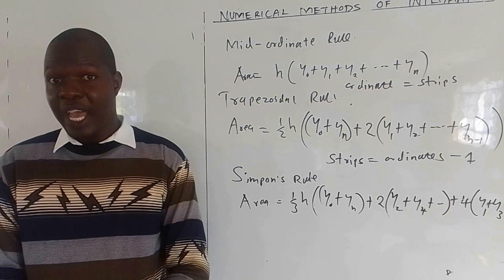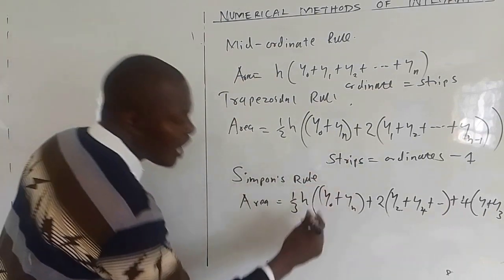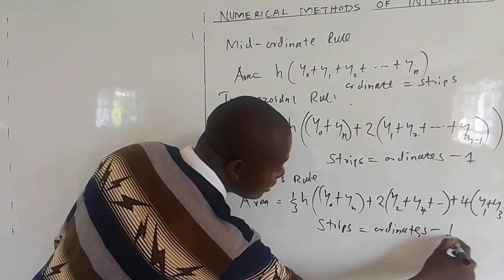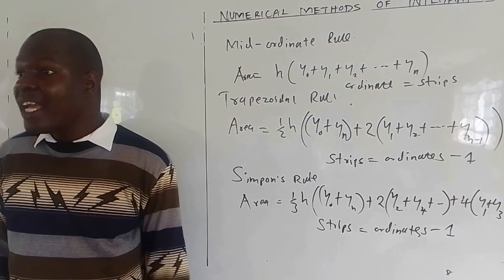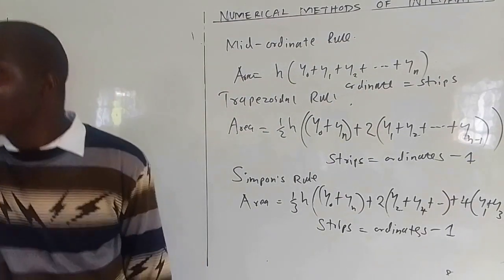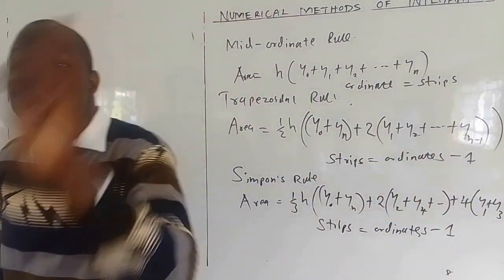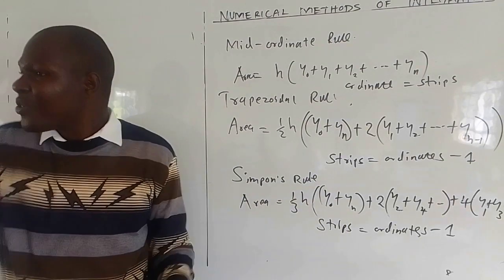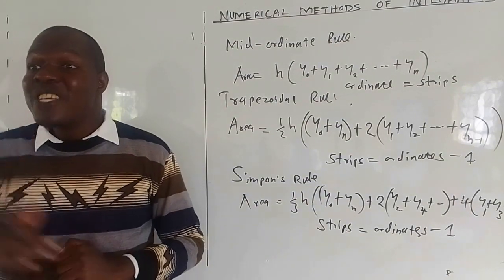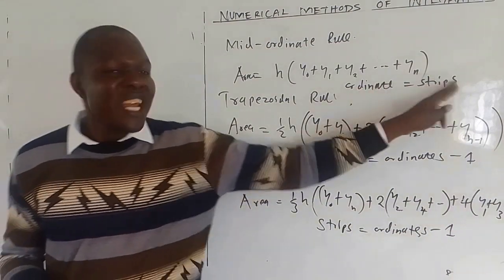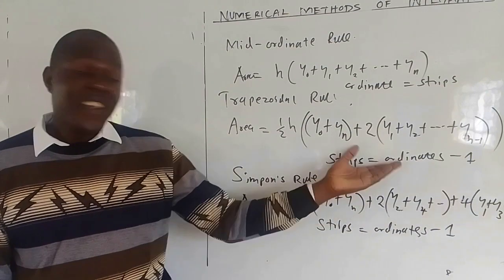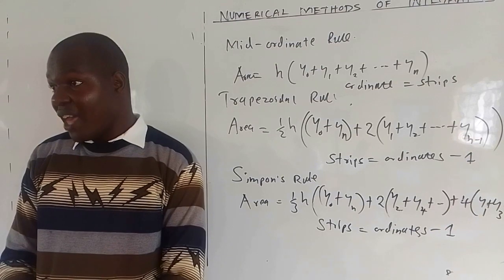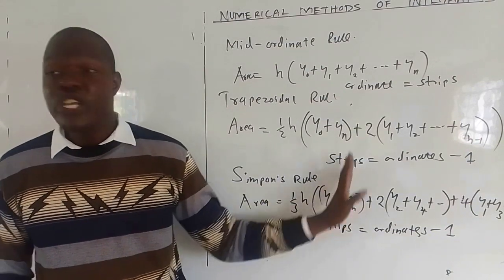Okay? Is that okay? So just like trapezoidal, the number of strips is the number of ordinates minus 1. It is only in the mid-ordinate rule that the ordinates are in the middle, so each and every strip has only one ordinate. That's why they are equal. Only in the mid-ordinate rule do we have one ordinate in the middle of every strip, making the number of ordinates the same as the number of strips. But for these other ones, the number of strips is the number of ordinates minus 1. Are we together there?